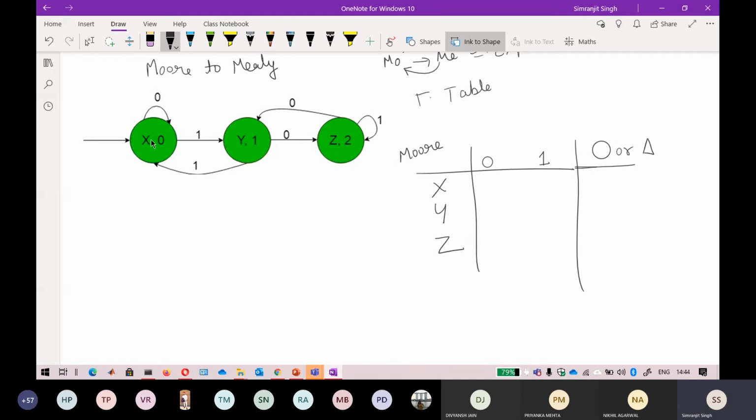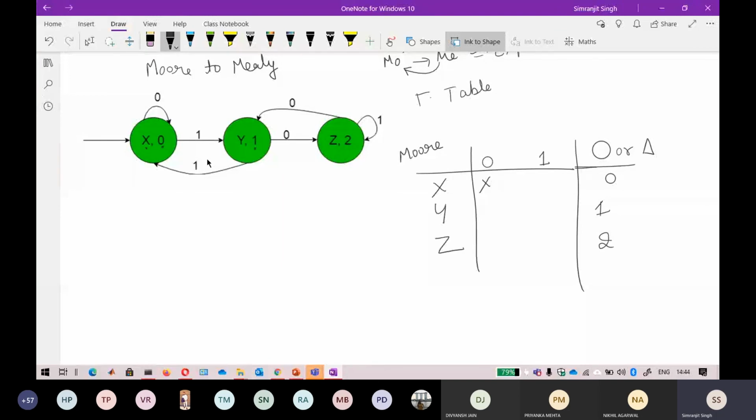Now, if you see, X on 0 is staying at X. Okay, so X on 0 is staying at X and outputting what? Just do this. X is associated with the output 0, so write 0 corresponding to X. Y is associated to the output 1, so write 1 to the corresponding Y. Z is associated with 2, so just write 2 to the corresponding Z. So that is 0, 1 and 2.